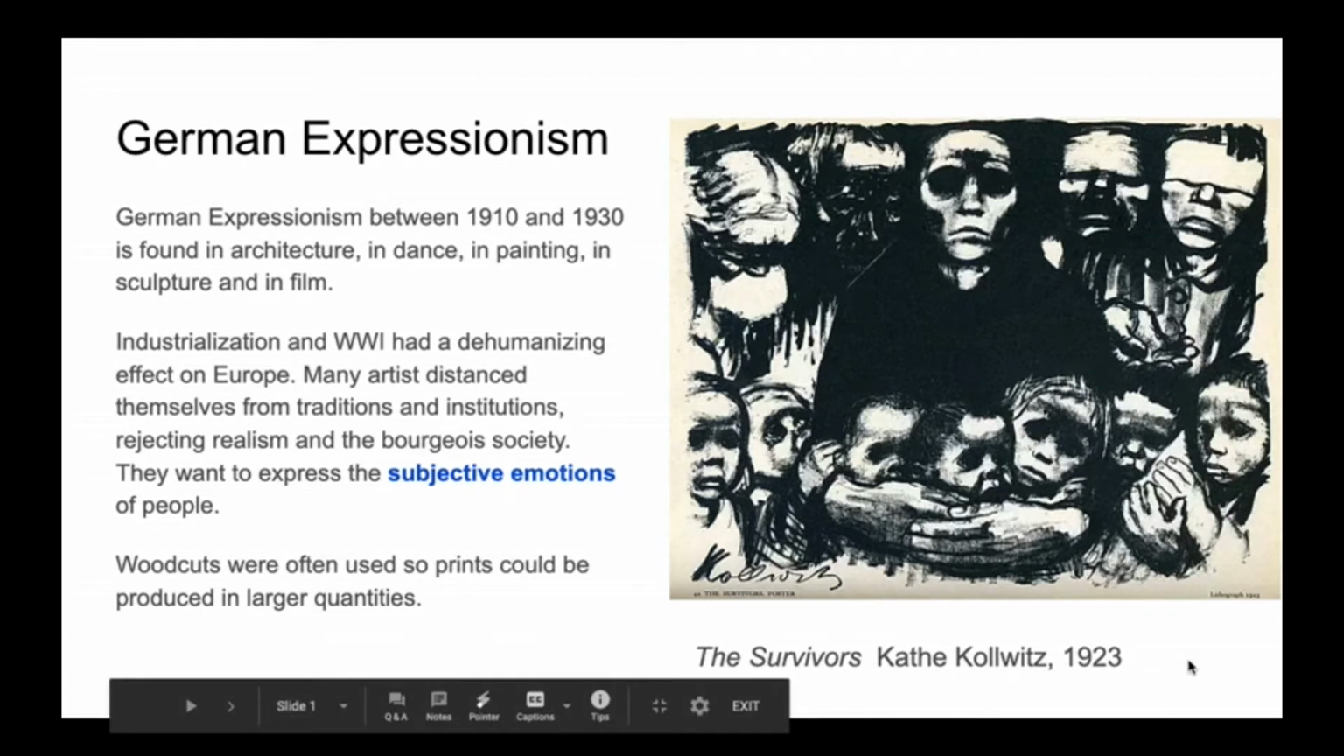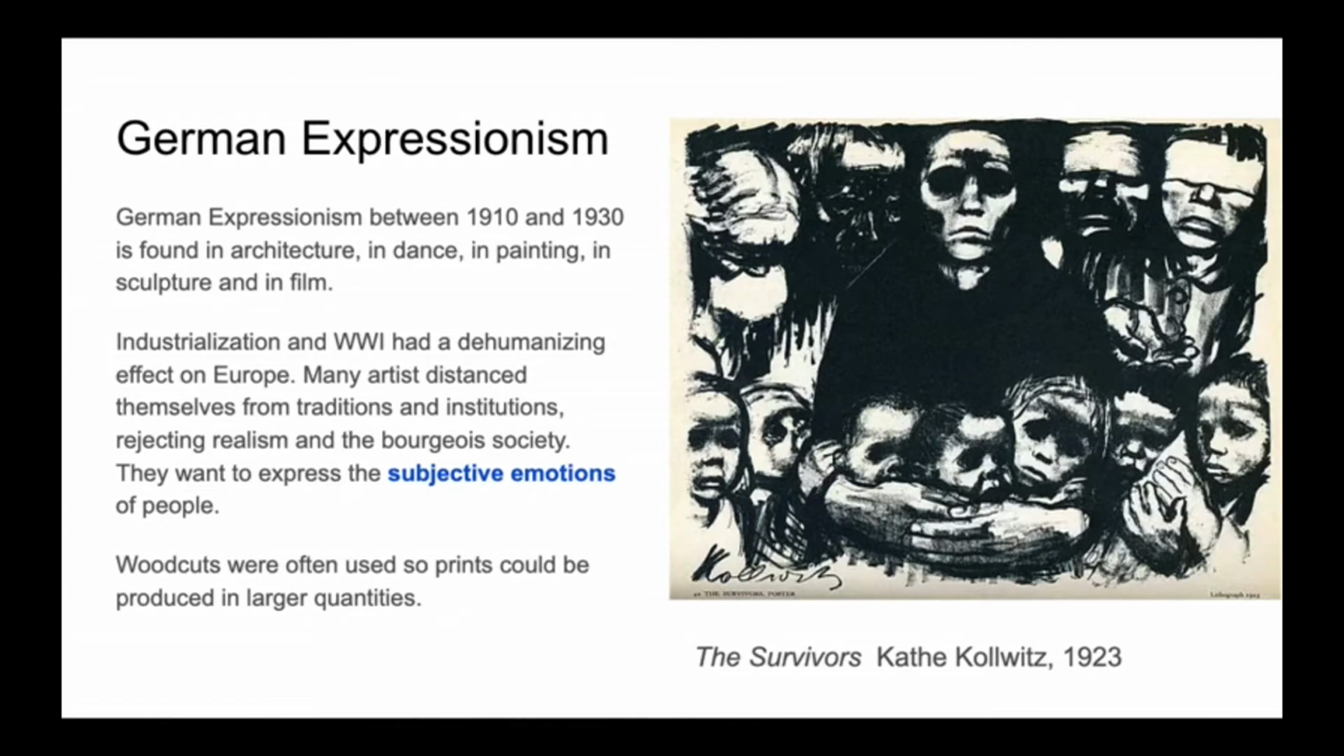So here we have a really famous German expressionist, Käthe Kollwitz, and this is called Survivors. And this is about people that had survived, been displaced by the war. And you can see here in Kollwitz's work that this image, because of the way it's drawn, because of the way that the human faces are distorted, the woman in the center doesn't even have any eyes, it becomes much more profound, much more emotional than, let's say, a real photograph could be.